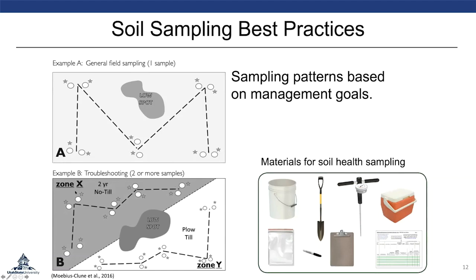Versus you have two different management zones. You have no-till in this area versus regular conventional till. You want to avoid any problem spots again, but then send in two separate samples based on your management zones or your yield zones in your field.